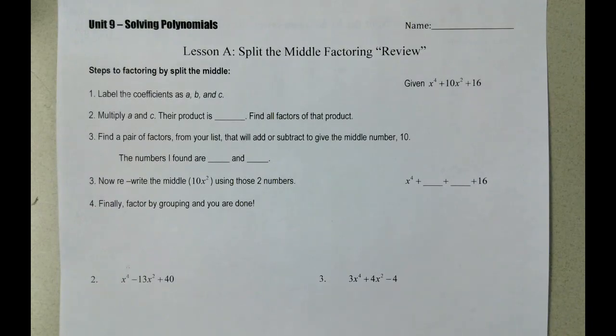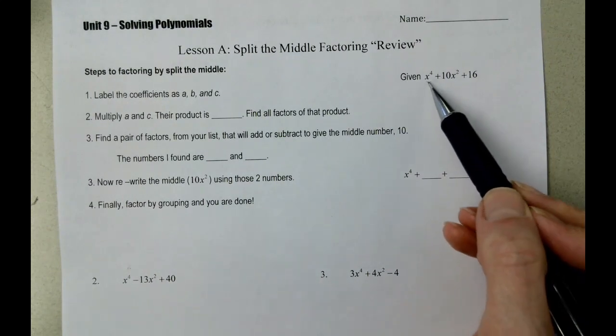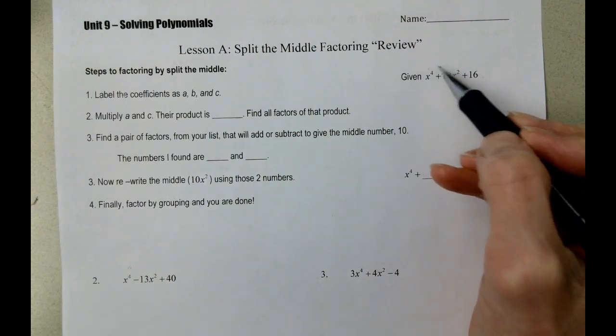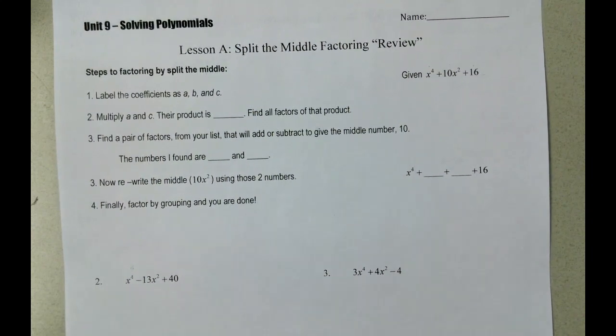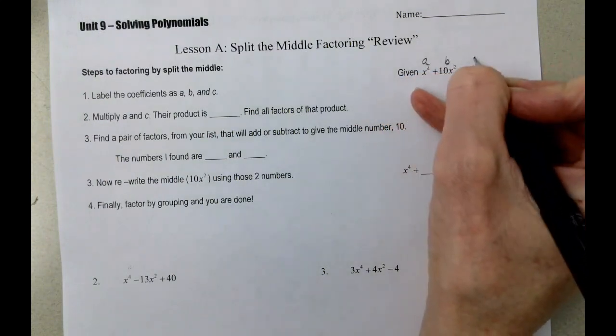We are starting Unit 9, Solving Polynomials. And before we get into really working with polynomials, I want to talk about splitting the middle, factoring a little bit more. And as we take a look at our first problem here, x to the fourth plus 10x squared plus 16, we're going to split the middle of this 1, 2, 3 term polynomial, starting with labeling the coefficients as a, b, and c.